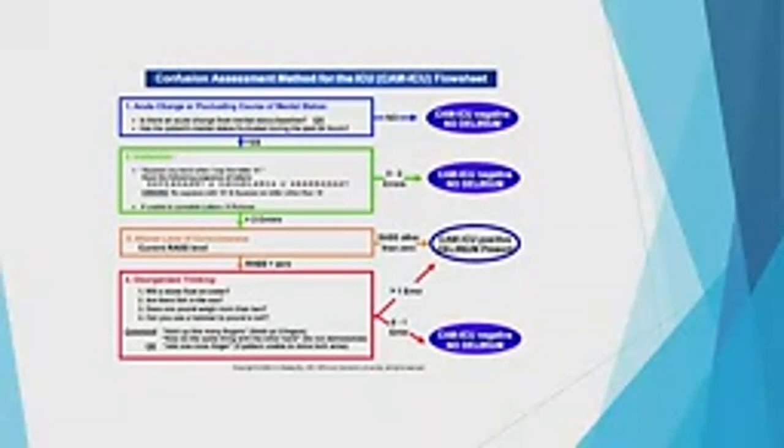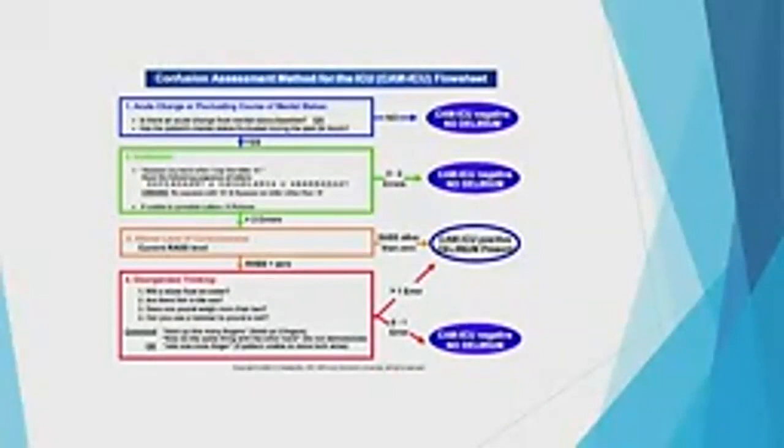Is their mental status changed from their baseline? You ask family, they'll immediately tell you, or you've seen them at admission, this is your subsequent evaluation. Or has the patient fluctuated in the last 24 hours? And then if that's a yes, you go on to step 2. If that's a no, then they don't have any delirium.